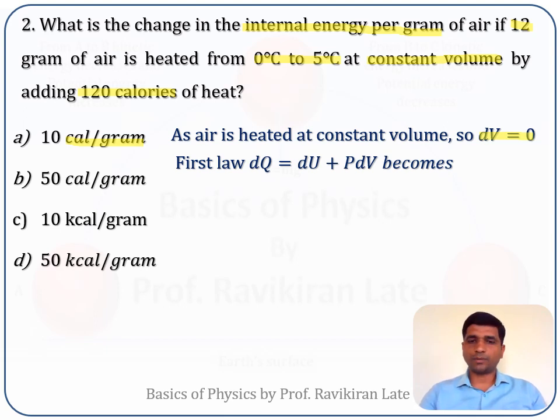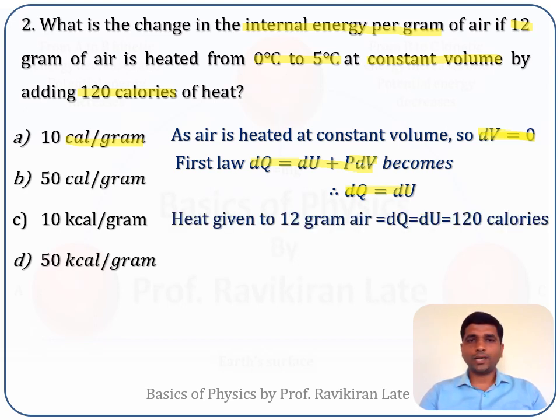If I write down the first law of thermodynamics, it will be dq is equal to du plus p into delta v. Here dq is the amount of heat given to the system. If I substitute the value dV equal to 0 in this expression, I get dq is equal to du. Now it is 12 gram of air and it has been given 120 calories of heat, and from the first law of thermodynamics we got dq is equal to du.